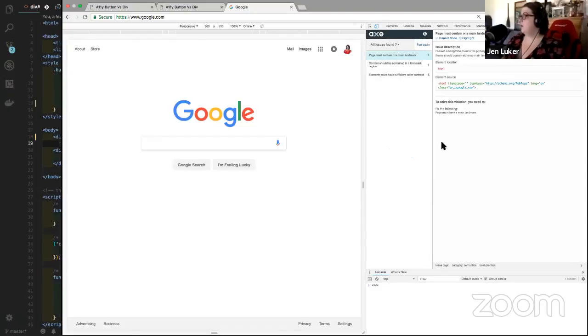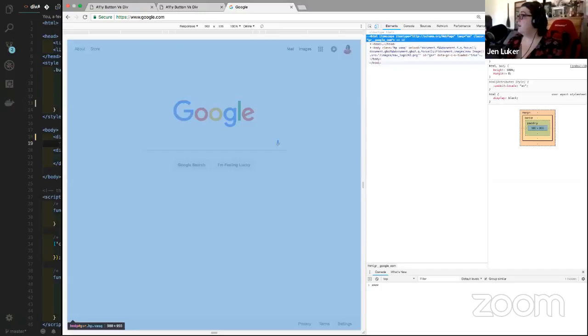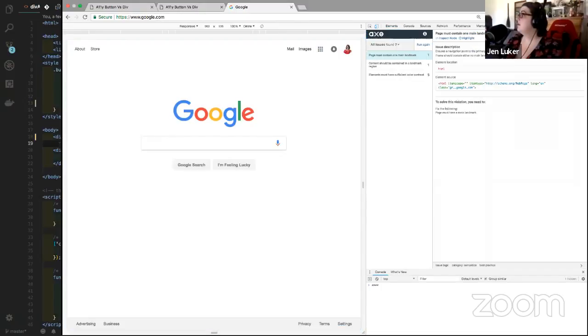By analyzing your website, you can see the issues that it's found. Page must contain one main landmark. Content should be contained in a landmark region. Elements must have sufficient color contrast. And it can show you where that element is. And it can even highlight it for you on the page.